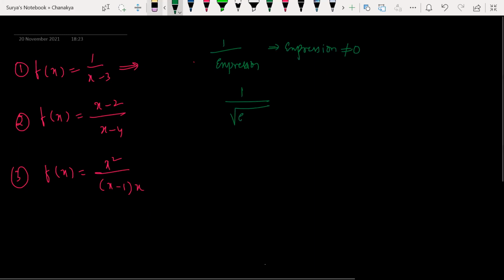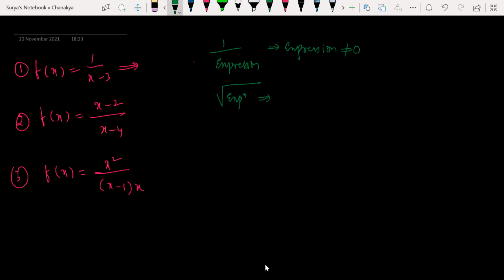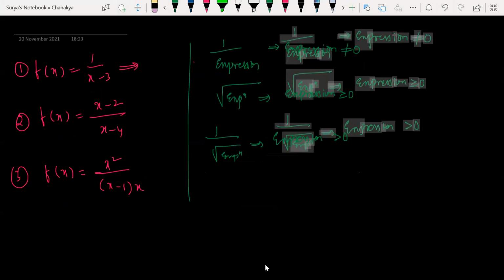If I have square root of expression, then the expression should be greater than or equal to 0. If I have 1 by square root of expression, what should be the case here? Expression should be greater than 0. Why can't it be greater than or equal? If it is equal to 0, again it will not be defined. So these are the conditions I told.